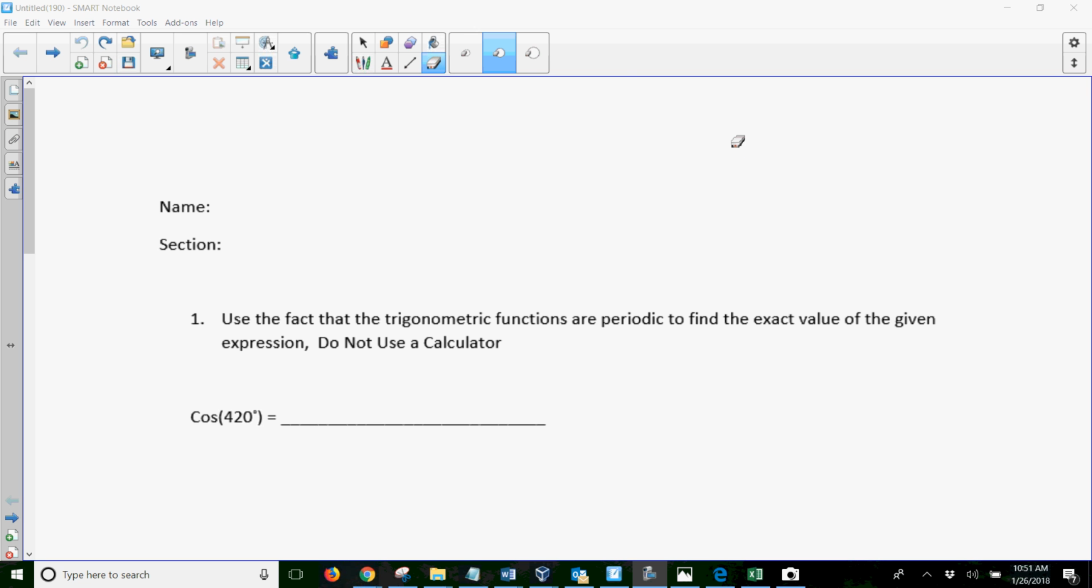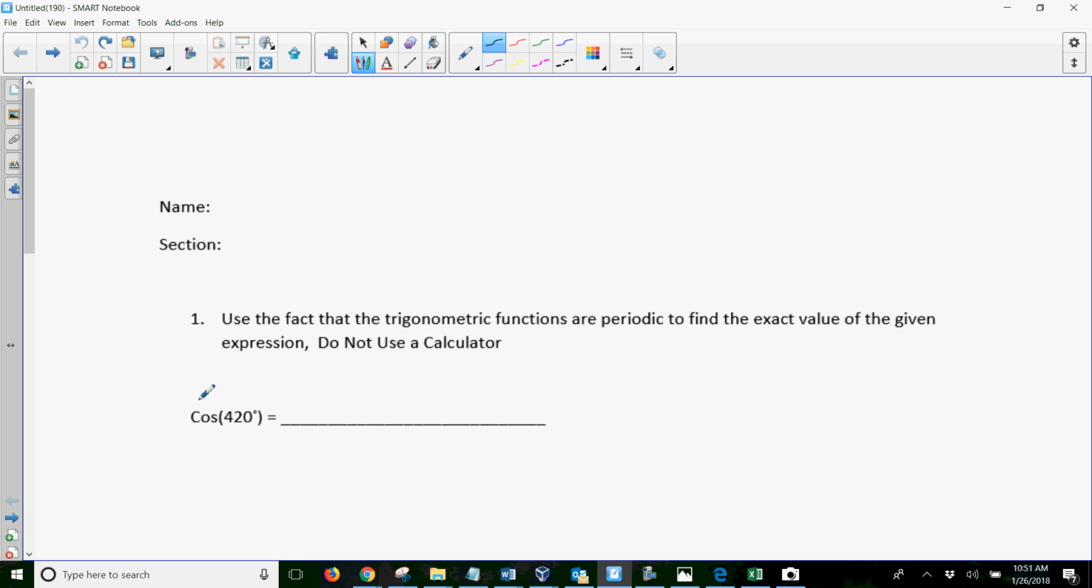Okay, in this video we're going to take a look at some problems from section 2.3. These are similar problems found in my math lab for that section. So this first one tells us to use the fact that trigonometric functions are periodic to find the exact value of the given expression. And again, it says do not use a calculator.